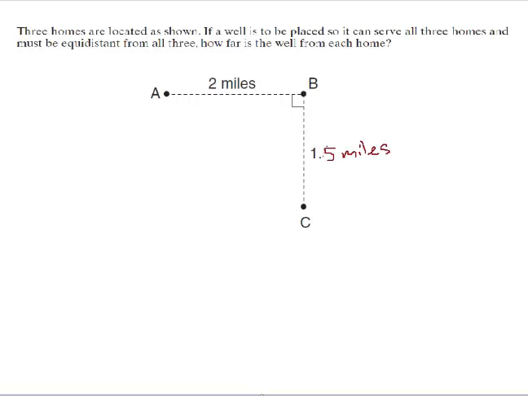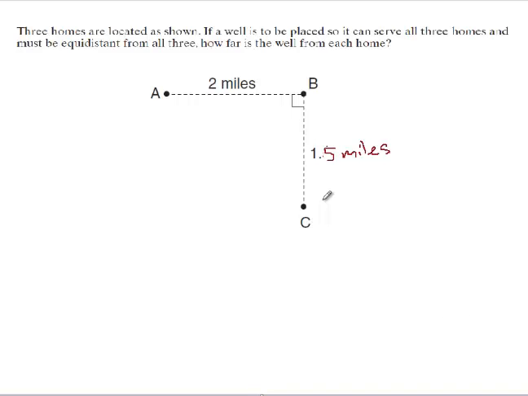Here's another great one, a hard one, but a really interesting one. Here we know 3 homes are located as shown. A well has to be placed somewhere in the middle so that it is equidistant from all 3. It has to be the same distance from all 3. The only way to get something where all 3 are the same is to establish a circle so that all 3 points are on the circle.